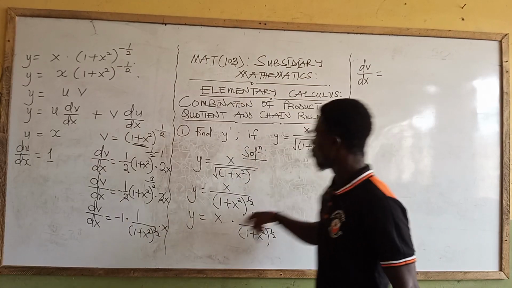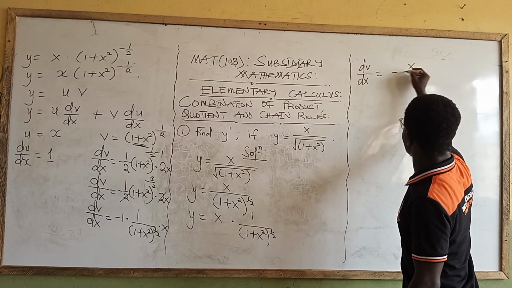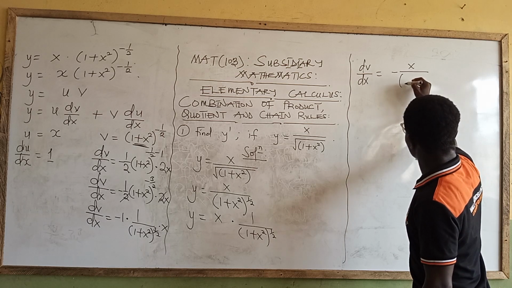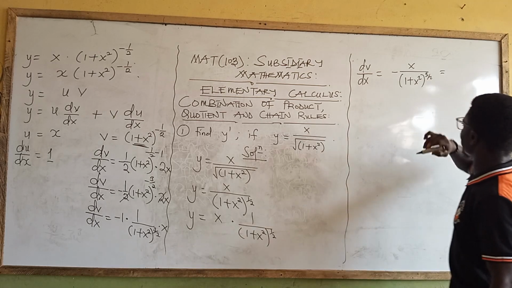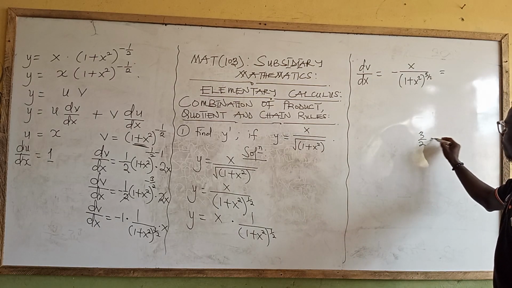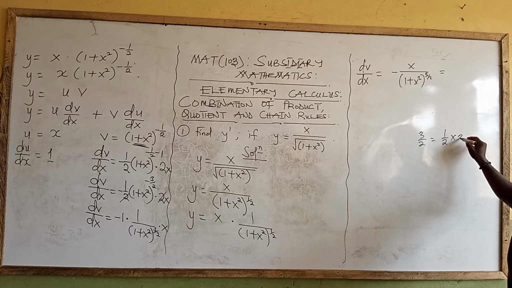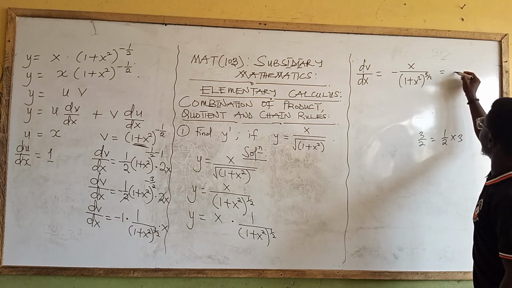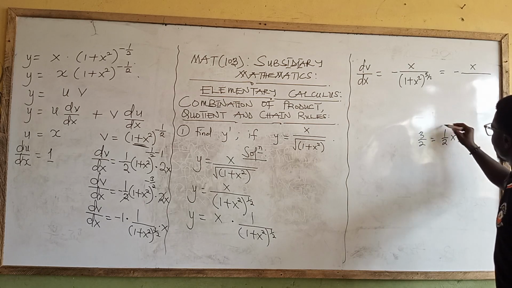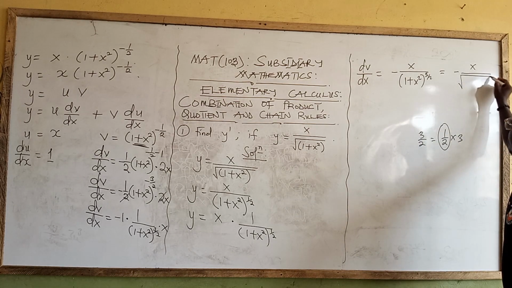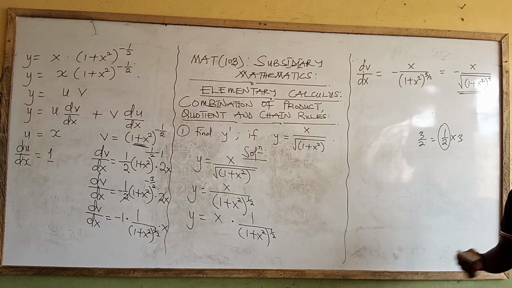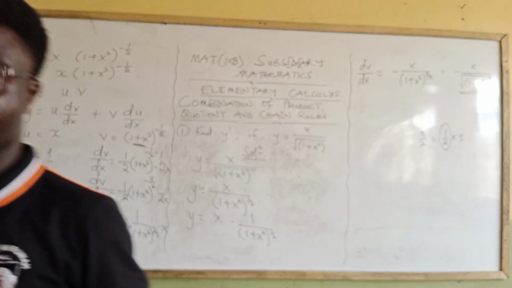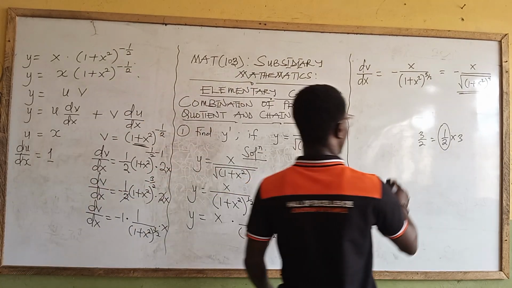multiplication of fractions. So we multiply them together. So I have negative x over (1 plus x squared) to the exponent 3 over 2. And this one can be written as, I believe you know that 3 over 2 is the same thing as 1 over 2 times 3, right? So I have negative x over, this exponent 1 over 2, I can write it as square root of (1 plus x squared) to the exponent of 3. So this is my differential of v with respect to x. I differentiate v with respect to x.